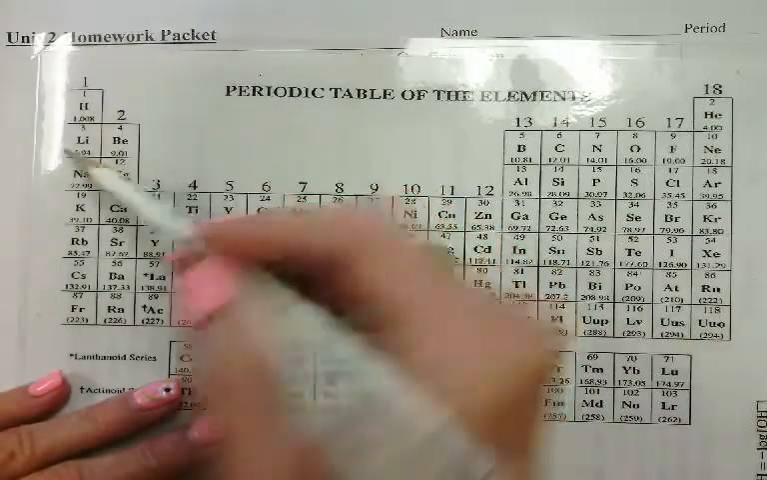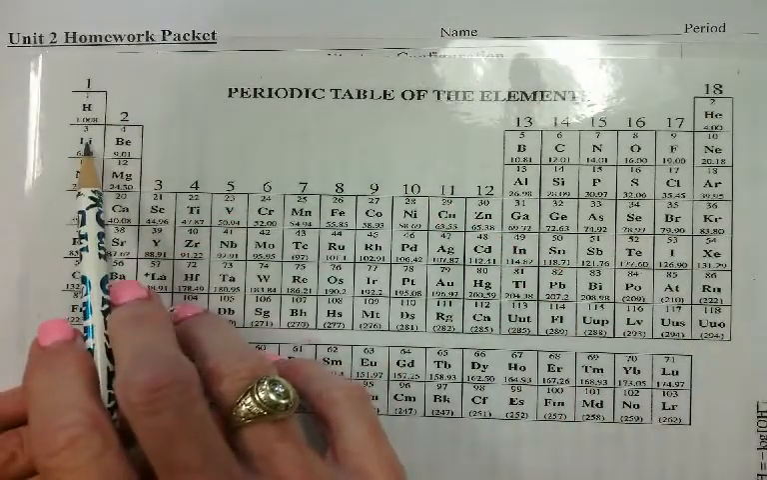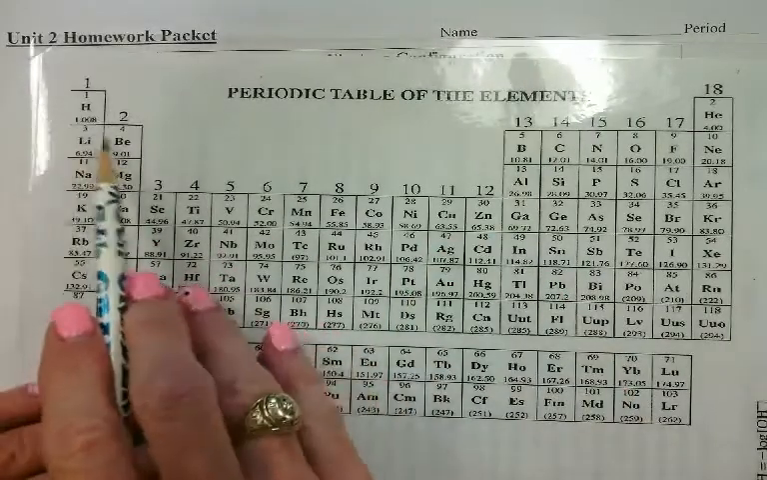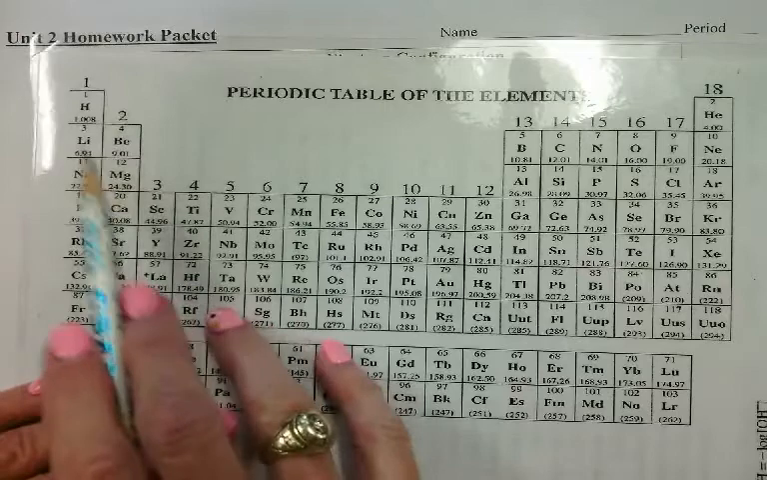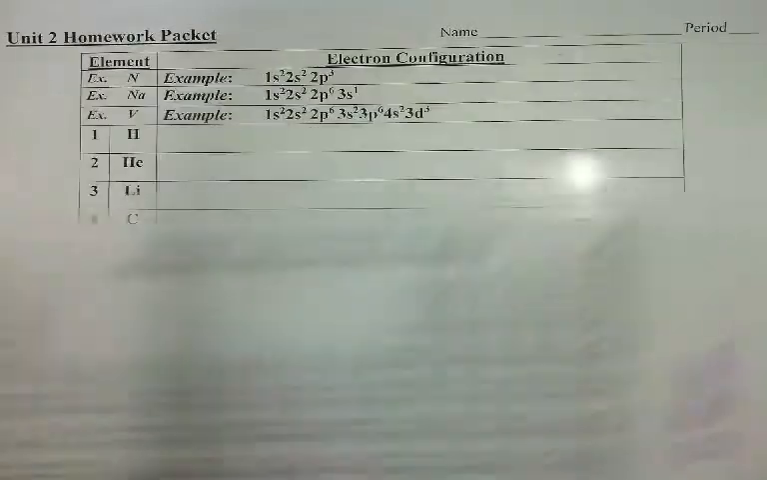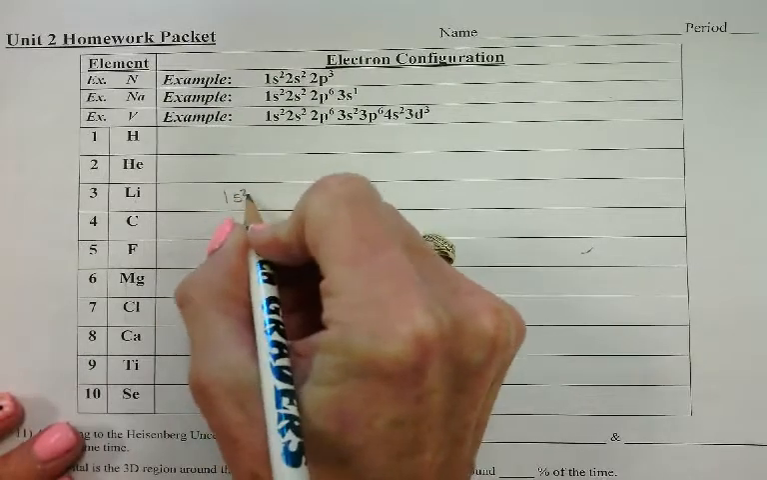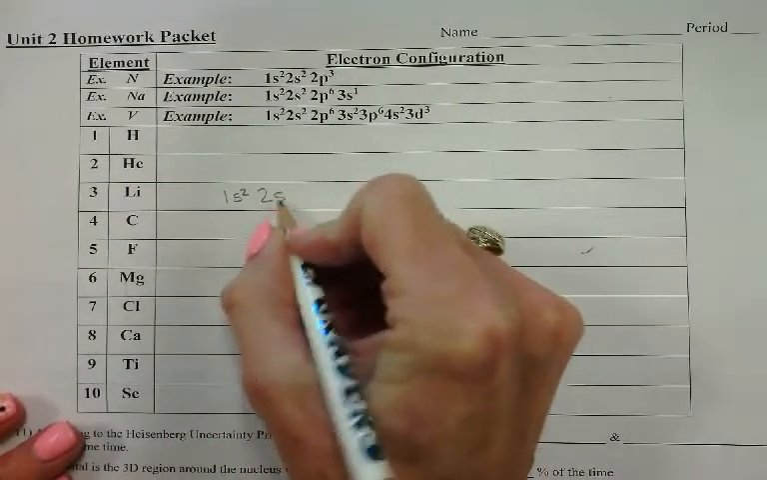So you go down here. This is row 2, period 2. That's where lithium is. So that's 1s2, and it's in the s block. It's the first electron, so 2s1. So my electron configuration for lithium is 1s2, 2s1.